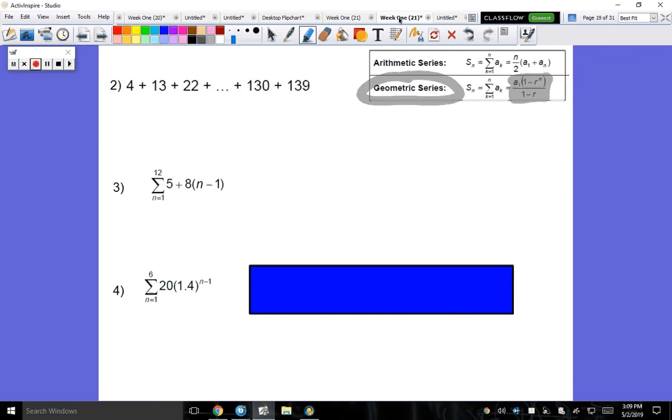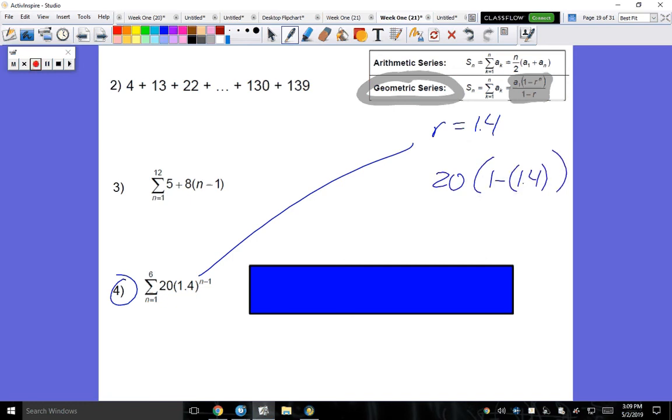Number 2. Actually, what were we on? 4. Alright, so we have a geometric series. We know that r is equal to 1.4. We know that a sub 1 is 20. So we have 1.4 raised to the power of n, because there are 6 terms that we are looking at, that's going to be n. And it's 1 minus 1.4.